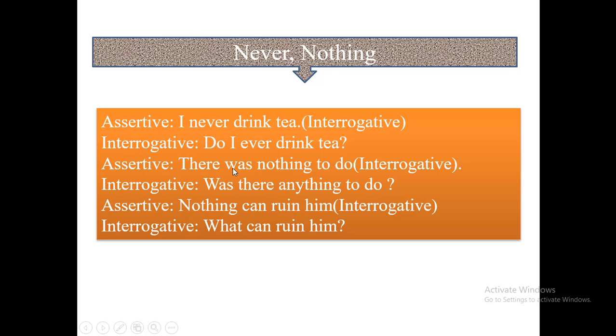Another example, there was nothing to do. Make it interrogative. There is an auxiliary verb. Then you have to move it to the first position of the sentence. That means, was there nothing change into anything to do.